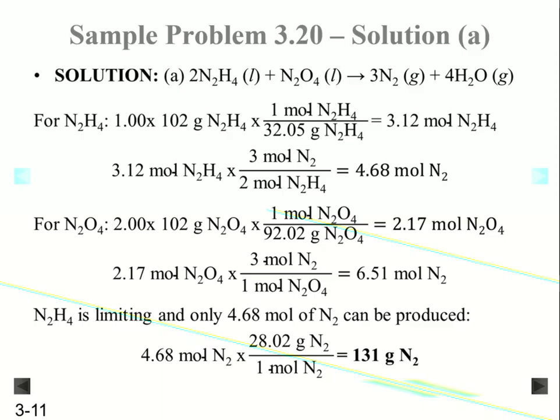Now, if we look at this approach to the problem, N2H4 will produce less nitrogen than dinitrogen tetroxide would under these conditions. Therefore, N2H4, or hydrazine, is the limiting reagent. And that tells us that whatever we get from that material is what we can get from our reaction, which would be 4.68 moles. If we take that many moles and multiply by the molar mass of nitrogen gas, which exists as N2, then we get our product amount, 131 grams of N2. And this has 3 significant figures because our masses have 3 significant figures.